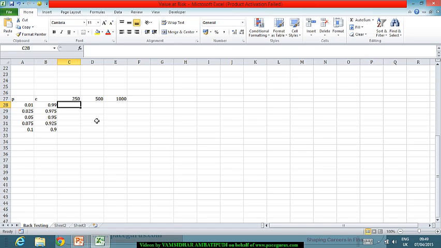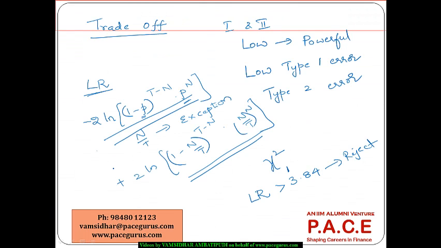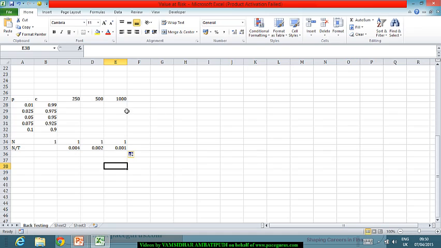Now let's say N equal to 1 in all the cases. Based on this, I can get my N by T in each of the cases, which is this divided by this. So N by T is coming out in all the cases. Now I have the N by T and I have the p's.